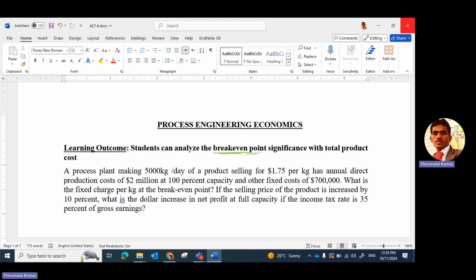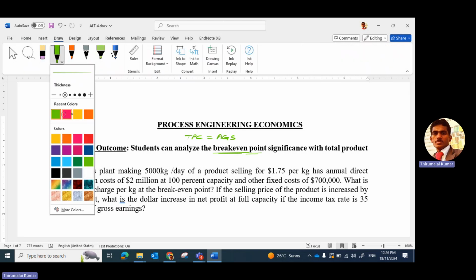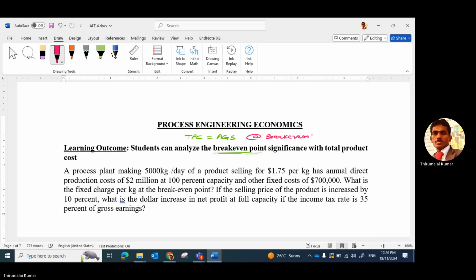So at a particular break-even point, the total product cost is equal to annual gross sales. Whenever we say equal, that means the product cost is equal to annual gross sales. That particular point is called the break-even point.